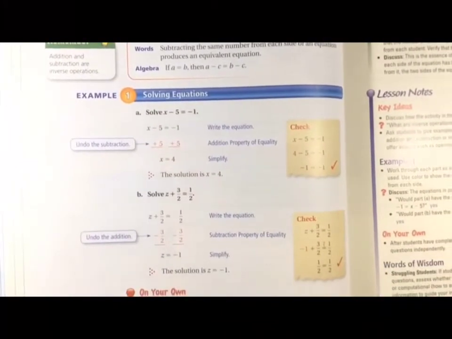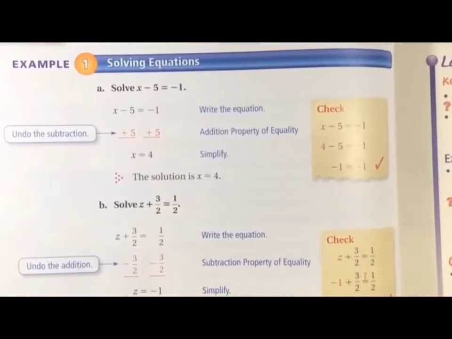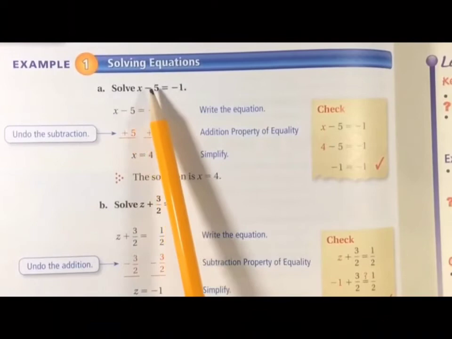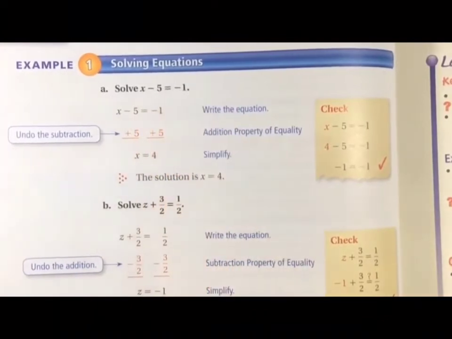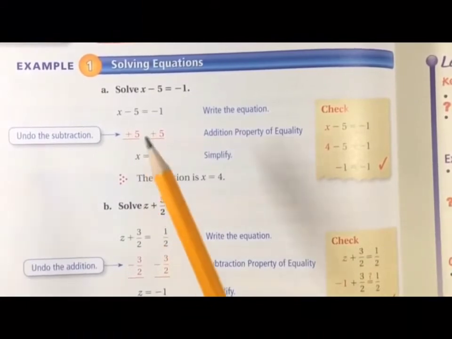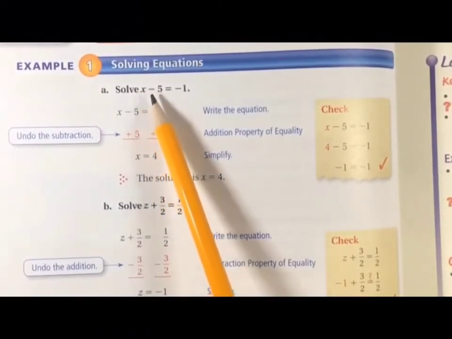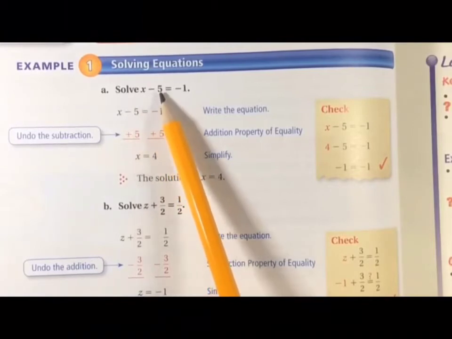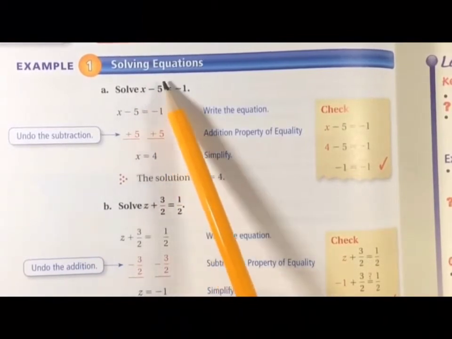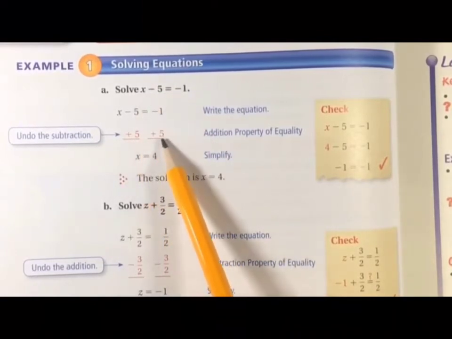So let's look at an example here or two. It says solve x minus 5 equals negative 1. Well, to solve an equation, what we have to do is isolate the variable, which means get the variable all by itself. So what do we have with the variable right now? This subtracting 5, or this minus 5. We want to get rid of this minus 5. What do we do? We add 5 to both sides.